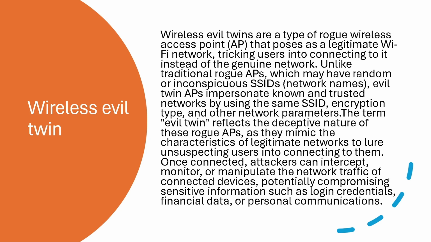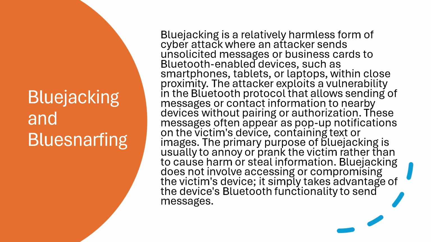The term evil twin reflects the deceptive nature of these rogue APs, as they mimic the characteristics of a legitimate network to lure unsuspecting users into connecting with them. Once connected, attackers can intercept, monitor, or manipulate the network traffic of connected devices, potentially compromising sensitive information such as login credentials, financial data, or personal communications.